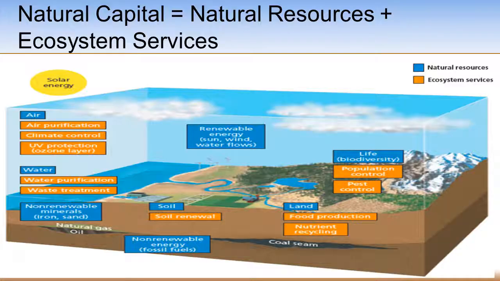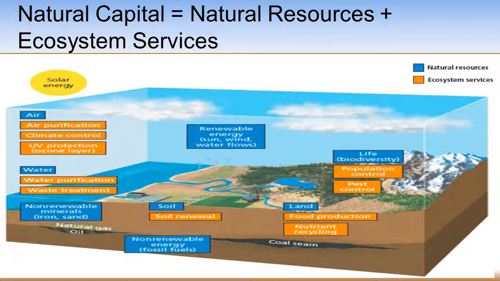So this is a diagram that depicts natural capital. In the blue, the natural resources are being highlighted. For example, air, water, renewable energy such as sun, the wind, and water flow, soil, non-renewable energy such as fossil fuels, non-renewable minerals such as iron and sand, land, and biodiversity. Those are all considered natural resources.